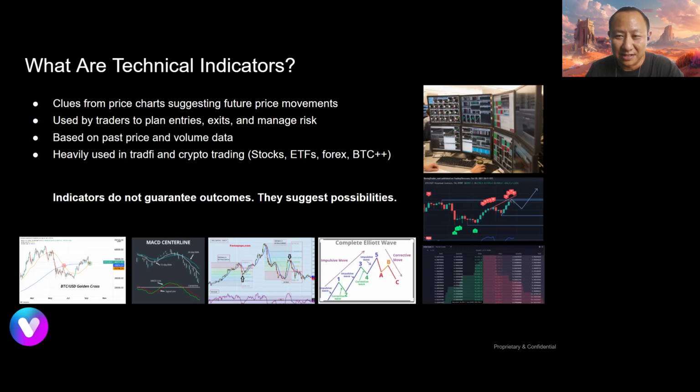Right, so a lot of these technical indicators are used by traders to plan entries, exits, and manage risks. It could also be just to understand what the market is doing in general, right? And the great part about technical indicators is that they are purely based on price and volume data. So you don't need to consider what the news is saying or what folks in the US or other parts of the world are doing with their economy. It's only based on price and volume data. So it simplifies a lot of the decision making.